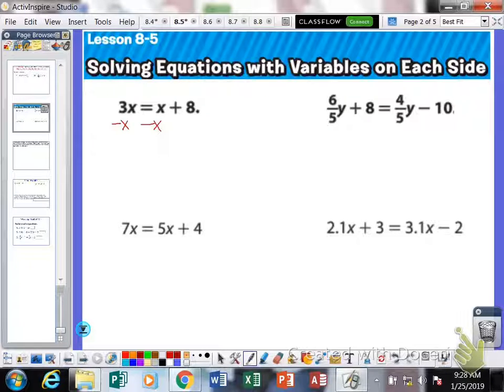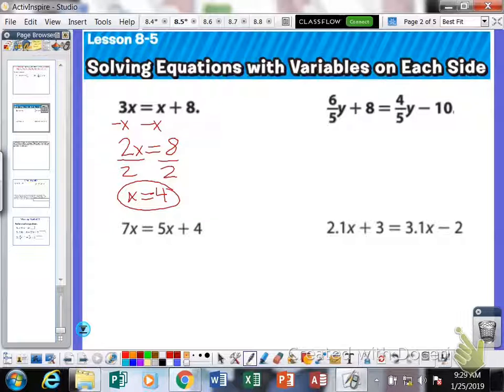So that leaves us with 2x equals 8. And now, all we have to do to find x is divide by 2, and we get our answer of x equals 4.